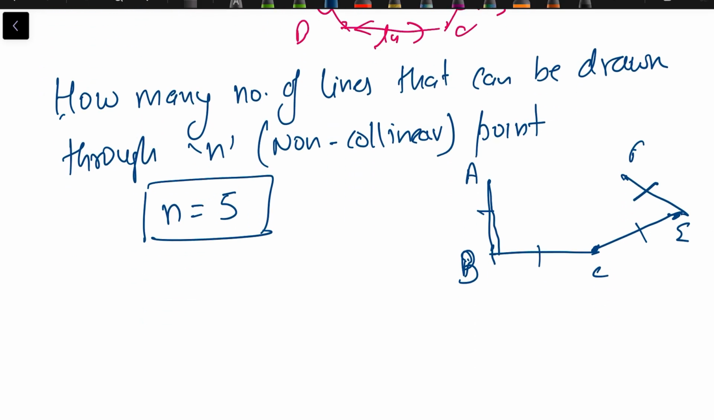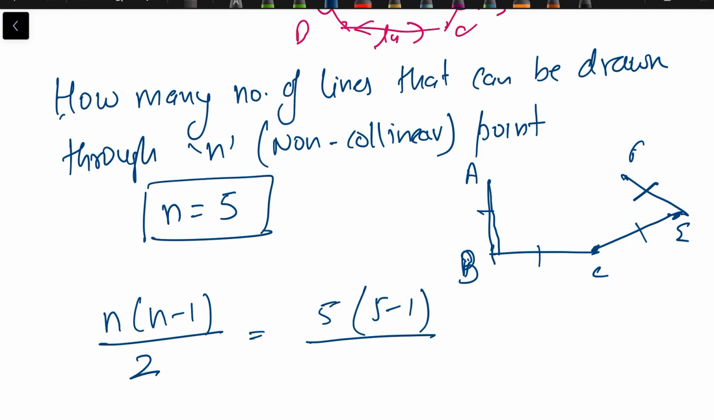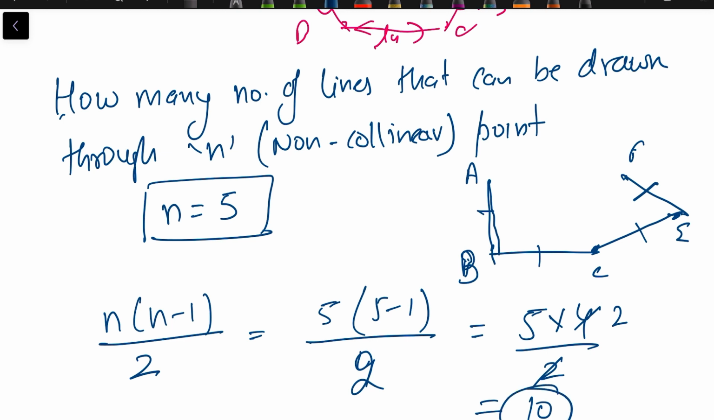So the formula for this one is n(n minus 1) divided by 2. Let's take the value of n as 5 here. Now 5 multiplied by (5 minus 1), that is 4, divided by 2. So we have 5 multiplied by 4 divided by 2, which is 10. So how many lines can we draw with these 5 points? 10 lines.